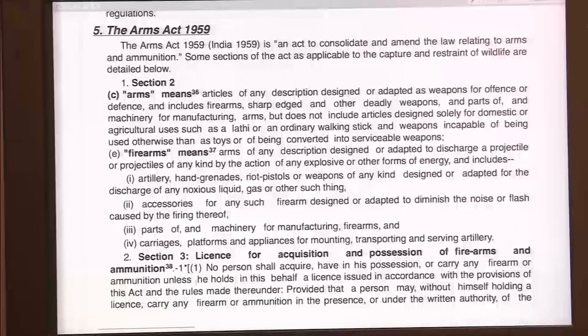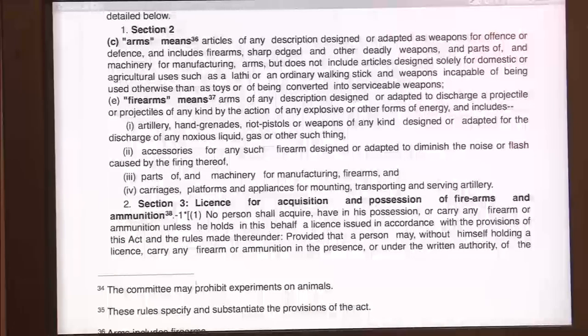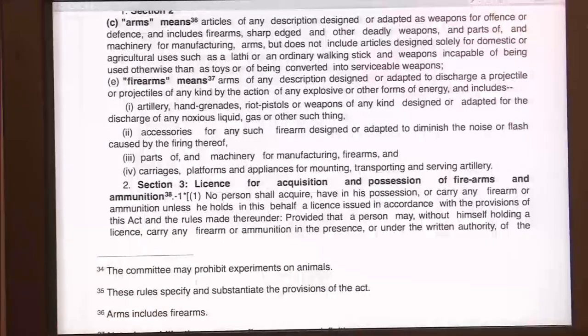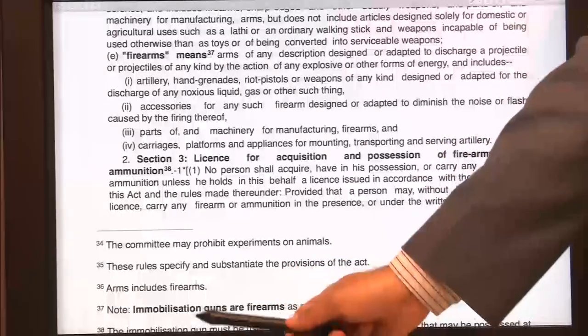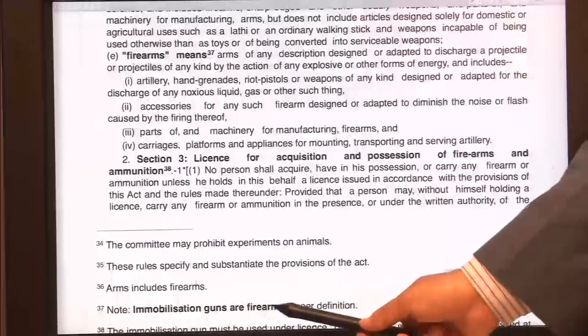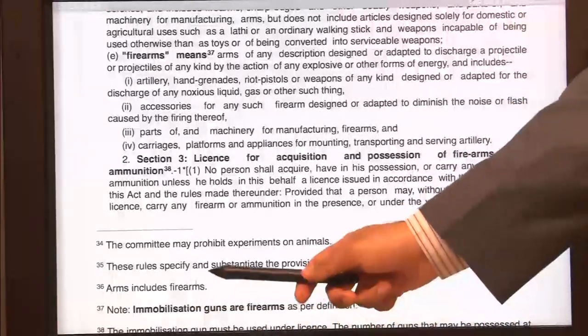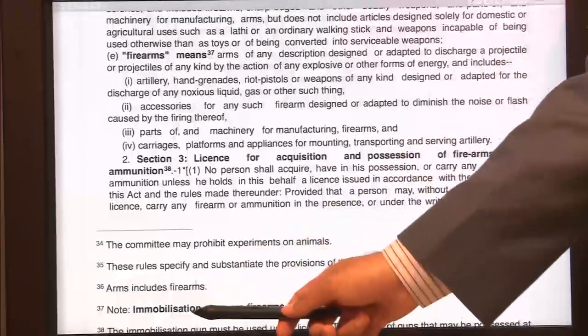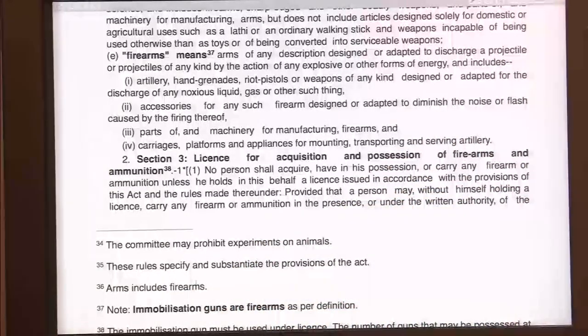Here also, section 2 deals with the definitions, and when we look at the definitions of arms and firearms, we can say clearly two things. One, arms includes firearms, and immobilization guns are firearms as per the definition. So, essentially immobilization guns are firearms, and because firearms are included in arms, immobilization guns are both firearms and arms. So, the provisions of this act are completely applicable whenever we are using immobilization guns.